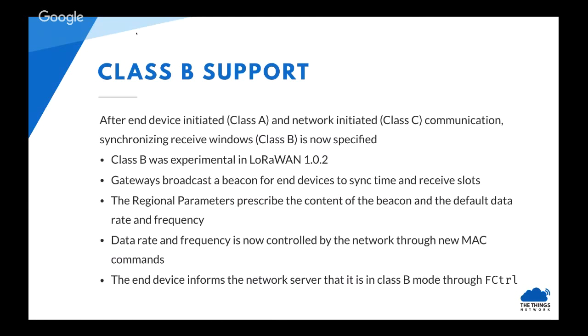The network controls the data rate and the frequency. So once there is a communication window with the end device, then the network server can configure a custom data rate and frequency. And finally, the end device can inform the network server that it is in class B mode through an uplink frame. And this is being used, for example, in the network to select the right gateway for class B. If you have a moving device that is moving from one gateway to other gateways, it has to inform the network once in a while which gateways it is close to or has a good signal strength with, for the network to select that gateway for downlink.